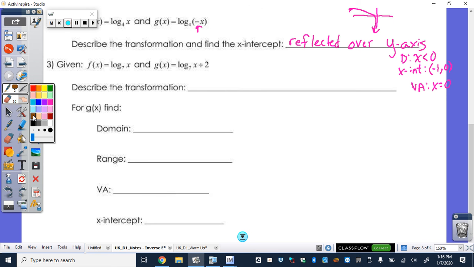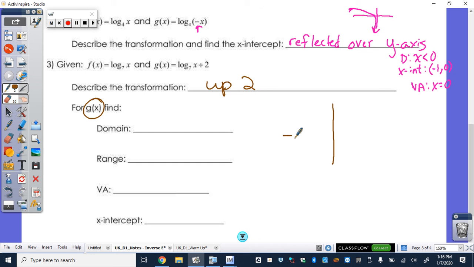And then our last example on this page, what's happening to that graph from f of x to g of x? It's going up 2. So considering the g of x function, the one that got moved up 2, we'll say here's f of x. G of x would be up there.